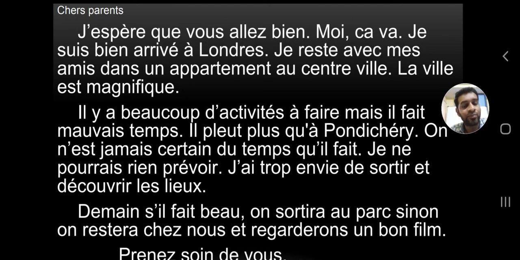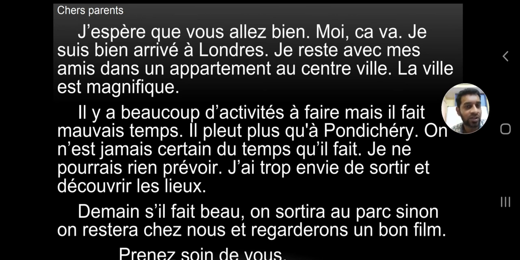So demain s'il fait beau, tomorrow if the weather is good, on sortira au parc, we will go out to the park. Sinon, if not, on restera chez nous, we'll stay in our house, et regarderons un bon film, and we will watch a good movie. So tomorrow, if the weather is good, we'll go out to the park. If not, we will stay in our house and we'll watch a good movie.